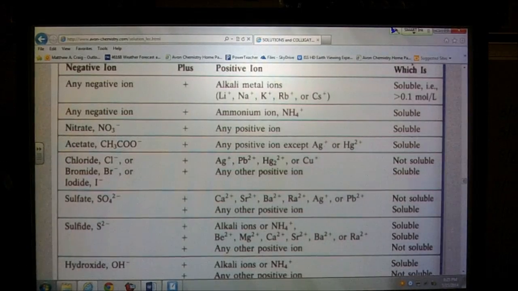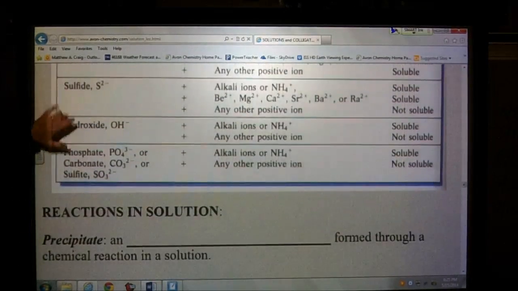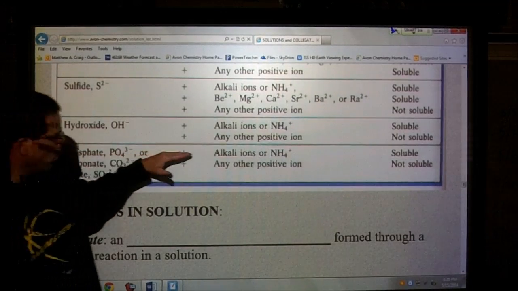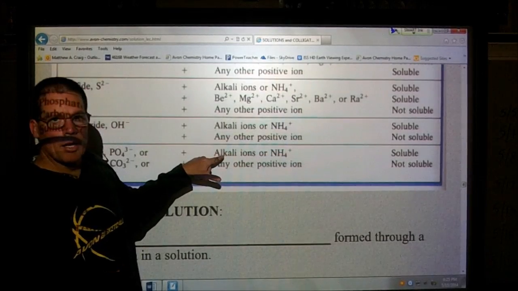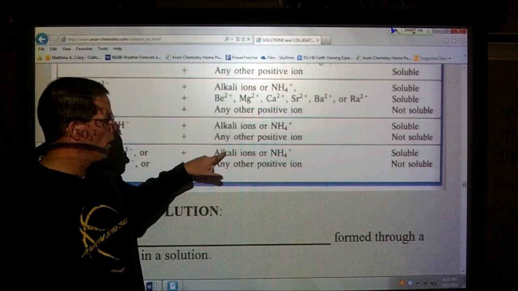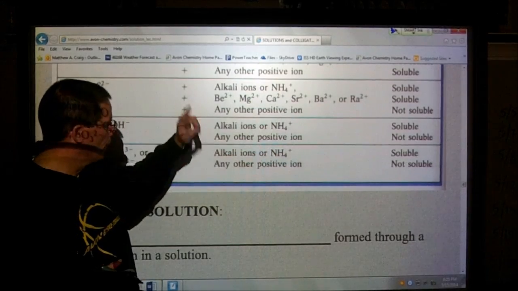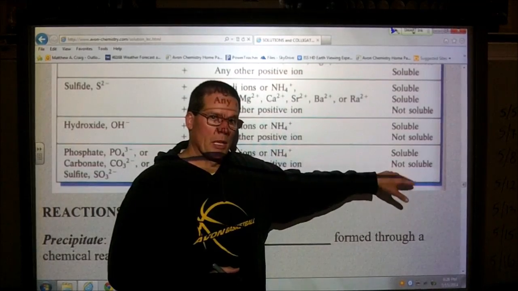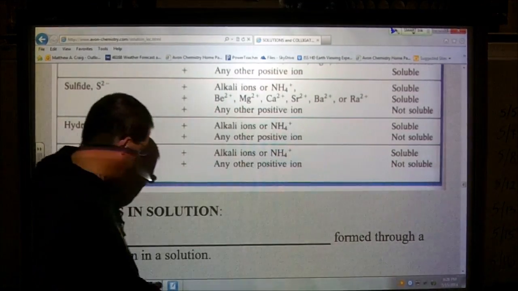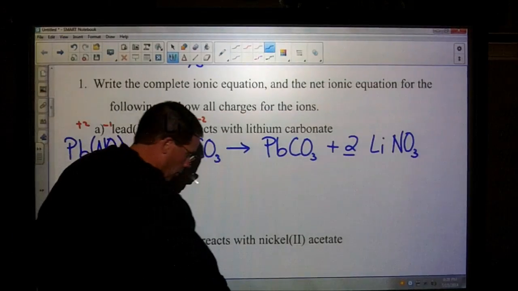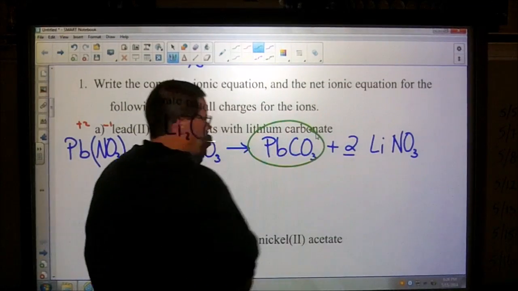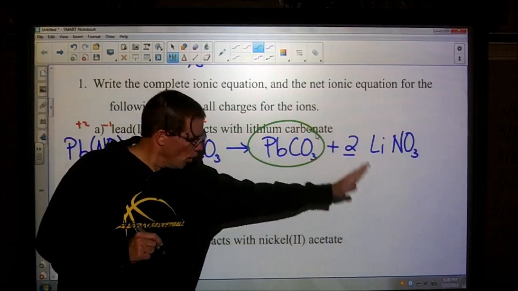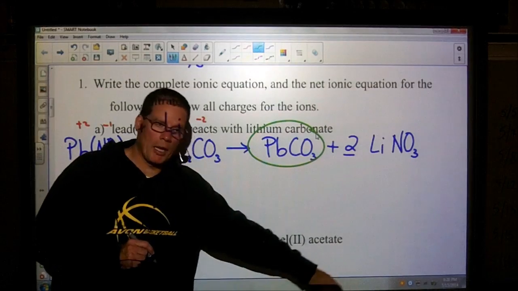So let's take a look at the lead carbonate. So carbonate is down here. So again, these 3 have the same rules. So go across. Is lead an alkali ion? In other words, is it in group 1A? No, it is not. Is it ammonium? It is not. Is it any other positive ion? Yes, it is. Not soluble means we have a PPT, or a precipitate. So that is our precipitate. So what that means is the PbCO3 will stay together on the right side. We will not break that apart.